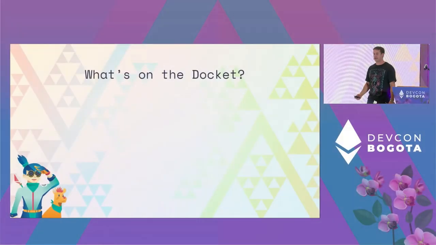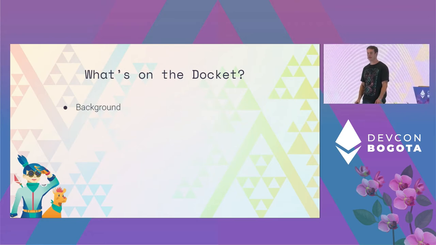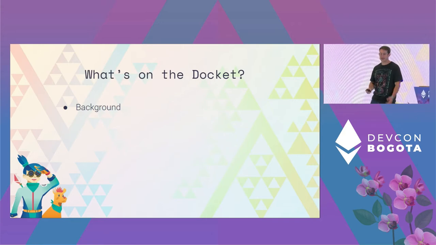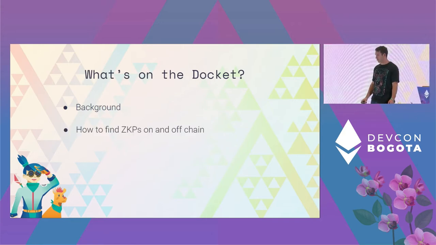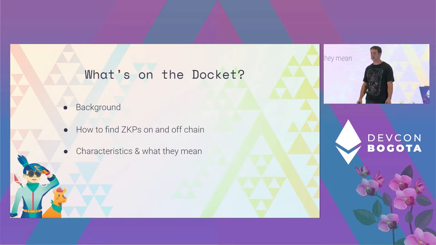So what's in the docket for the day? So first, we're going to go over some background. We'll give some background on what ZKPs are, and try to work through what they actually mean for on-chain data. Then we're going to look at how to actually find those zero-knowledge proofs and verifiers on circuits on and off-chain. Then we'll look at some of the characteristics behind those and what they mean.